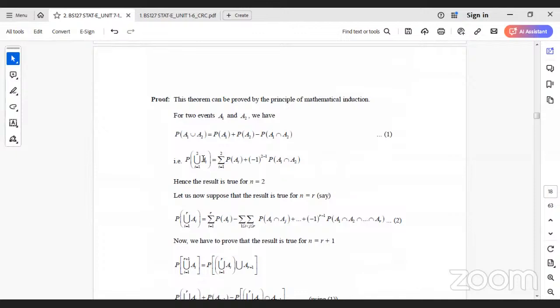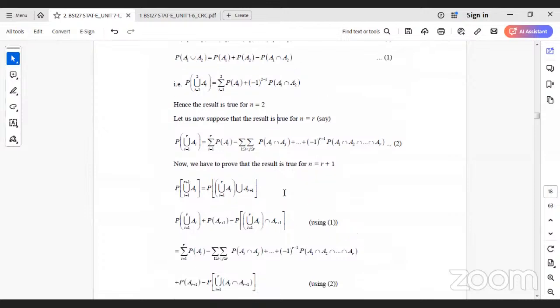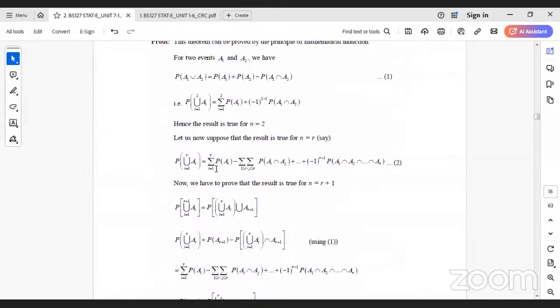P of union of Ai, i equal to 1 to n, is the summation of P(Ai), i equal to 1 to n, minus the summation over i less than j of P(Ai intersection Aj), and so on, plus minus 1 whole power n minus 1 times P(A1 intersection A2 intersection and so on intersection An). Suppose the result holds for n equal to r, that is, P of union of Ai, i equal to 1 to r, is the summation of P(Ai), minus the summation over 1 less than or equal to i less than j less than or equal to r of P(Ai intersection Aj), and so on, minus 1 whole power r minus 1 P(A1 intersection A2 intersection and so on intersection Ar).